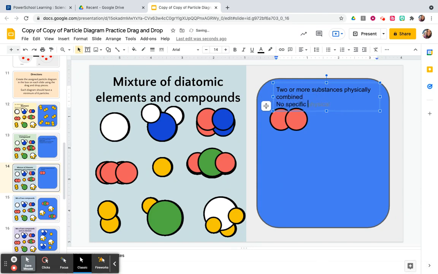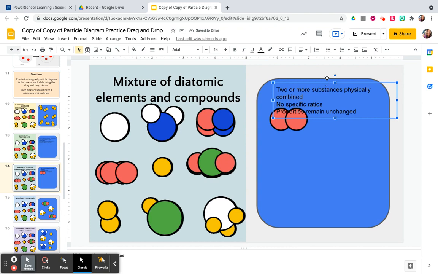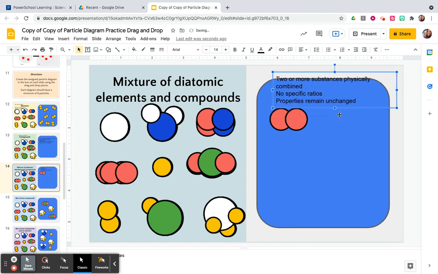No specific ratios. Okay. Properties remain unchanged. So what that means is that just because you've now put them together, they are still what they once were.